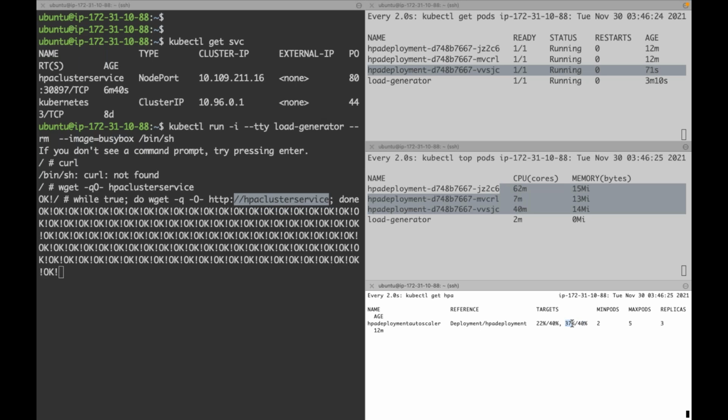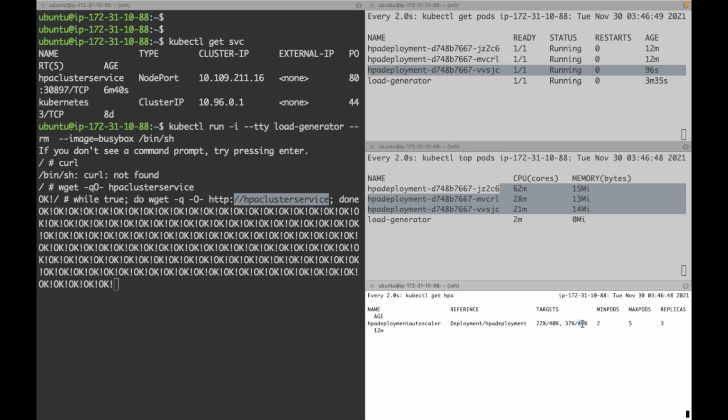So if it doesn't go beyond that one, am I going to get a fourth pod or fifth pod now? If it doesn't go beyond this much now, am I going to get a fourth pod or fifth pod? No, I'm not going to get one, right?